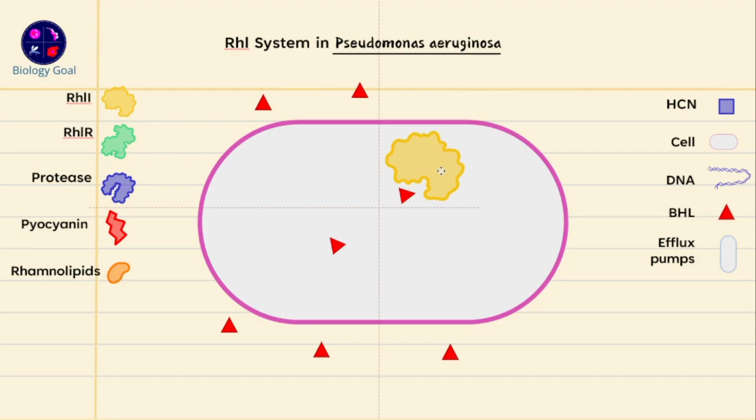This is our protein called RhlI, which is the inducer for the Rhl system, right? So that is going to use 2 substrates. One is SAM, which is the same that we have studied in the last system.